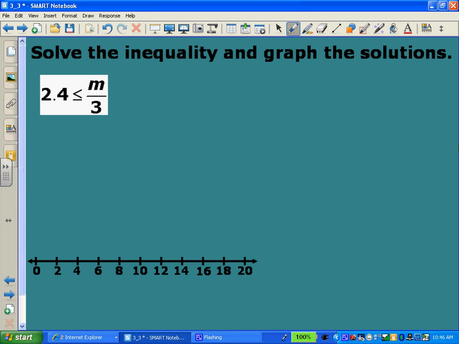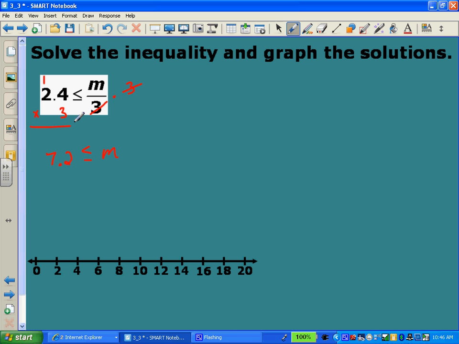Alright, now here we have one where we have m divided by 3 is greater than or equal to 2.4. So m is being divided by 3, so to undo that I have to times by 3 on both sides. So on this right side the 3's are going to cancel. I have m, and let's see, we got 12, carry the 1, 7.2 over here on the left side.